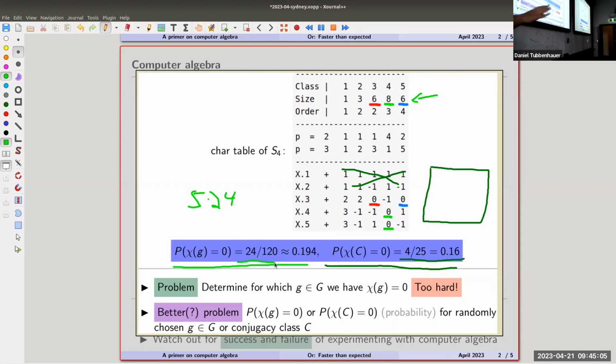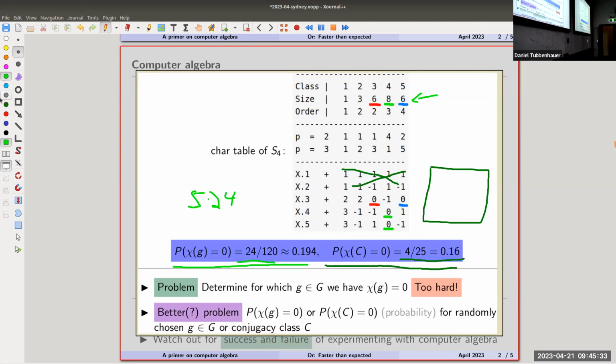So two very similar looking questions, slightly different. I take the matrix and count the zeros, or I take the matrix and weight it by the size of the conjugacy classes, and ask for the number of zeros. And this is one of the problems that you really can't determine in any easy way. But, well, we'll do that now in Magma.